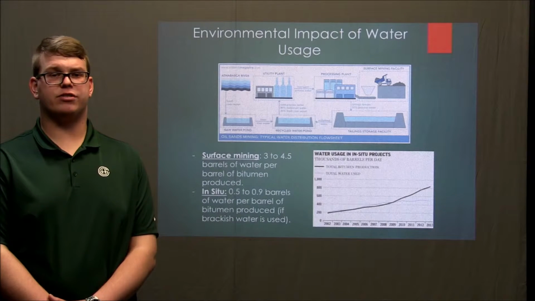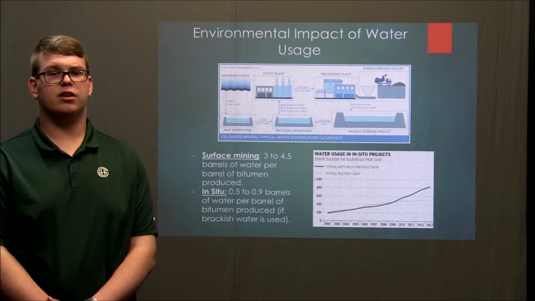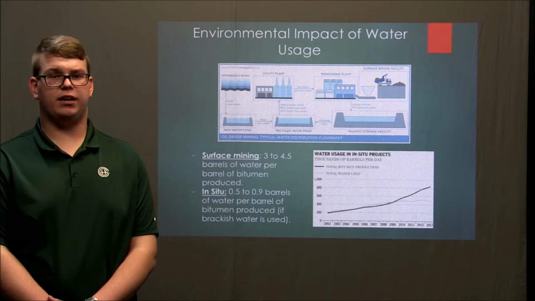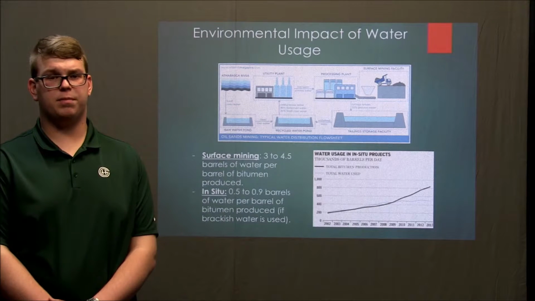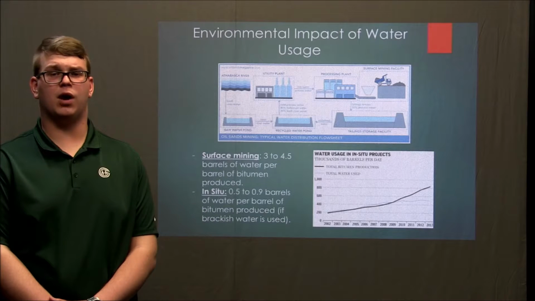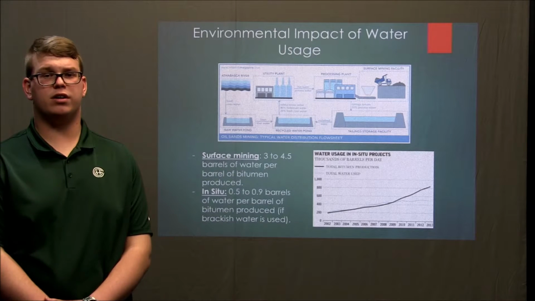Bitumen extraction requires a large amount of water. The water used for extraction comes from surface or groundwater sources. Surface mining has been reported to use 3 to 4.5 barrels of water per barrel of bitumen produced. In-situ mining typically uses brackish water where available, however. If brackish water is used, only 0.5 to 0.9 barrels of fresh water are needed per barrel of bitumen.